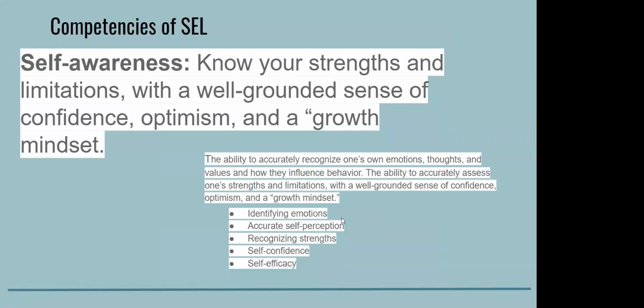So the first competency of social emotional learning we're going to look at is self-awareness. That's knowing your strengths and limitations with a well-grounded sense of confidence, optimism, and a growth mindset. We've heard a lot about growth mindset lately, but do we really understand what it means? We're not just putting it in the same category as fidelity and PLCs and things like that, but really understanding what that is. Self-awareness is identifying emotions, accurate self-perception, recognizing strengths, self-confidence, and self-efficacy.